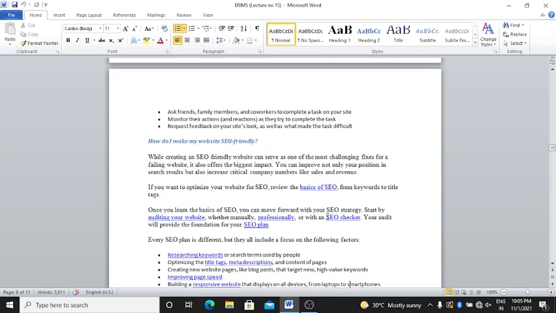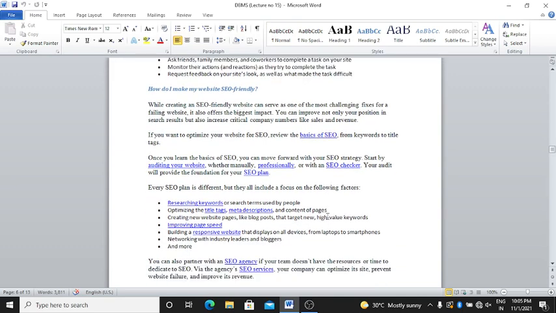Once you learn the basics of SEO, you can move forward with an SEO strategy. Start by auditing your website, whether manually, professionally, or with an SEO checker. Your audit will provide the foundation for your SEO plan. Every SEO plan is different, but they all include a focus on the following factors.